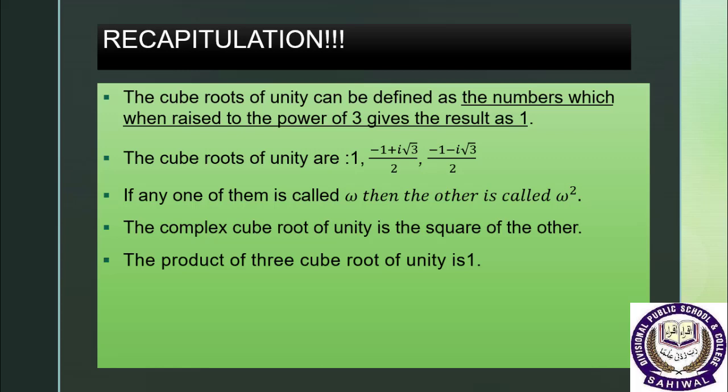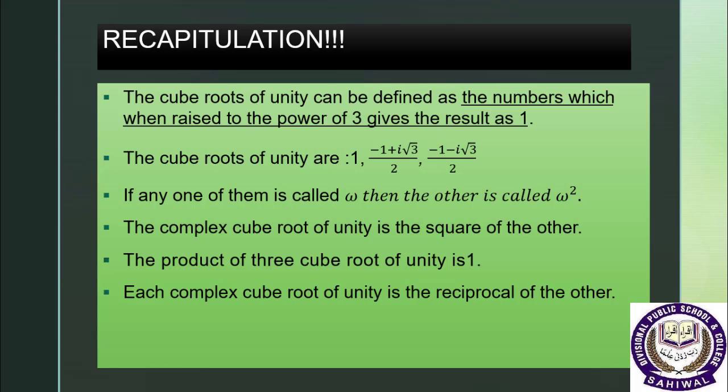The product of the 3 cube roots of unity is 1. Each complex cube root of unity is the reciprocal of the other. And the last one is the sum of all the cube roots of unity is 0.